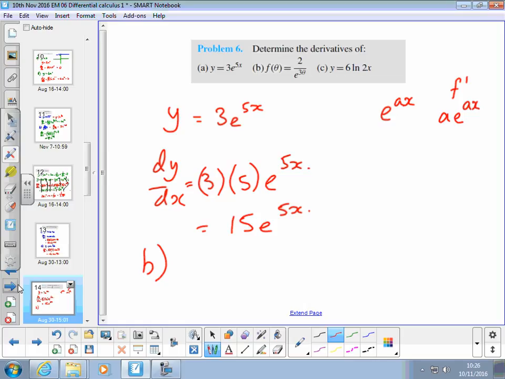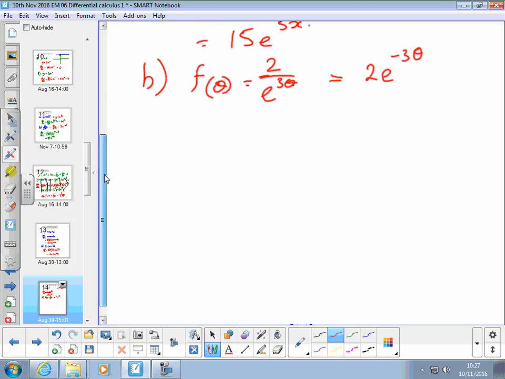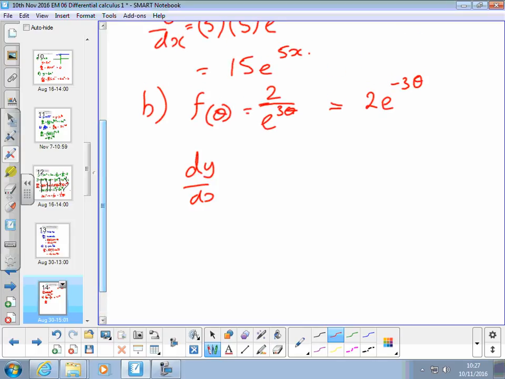f of theta equal to 2 over e to the 3 theta. What do I need to do with that one? Make it non-fractional. So I need to say that's equivalent to 2e to the minus 3 theta. Now I can apply the rule. dy by dx is equal to 2 times minus 3 comes down, e to the minus 3 theta. Minus 6 e to the minus 3 theta.